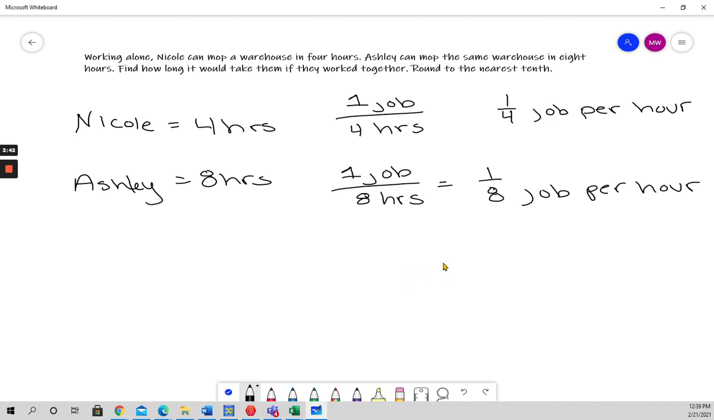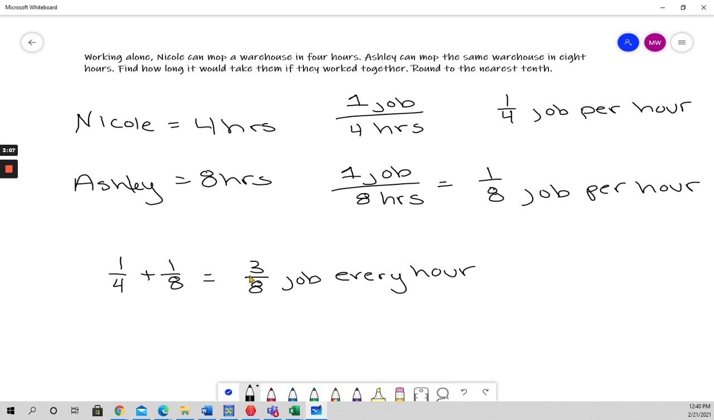Okay. Now, if you guys are working together, while Nicole's doing 1/4 of the job, Ashley's doing 1/8 of the job, but you are working together. So 1/4 plus 1/8. I'm going to change that fourths to eighths. So this is going to be equal to 3/8 of a job, 3/8 of the job every hour. Which makes sense. Nicole's doing 1/4 of it, Ashley does 1/8 of it. Together, combined, you do 3/8.